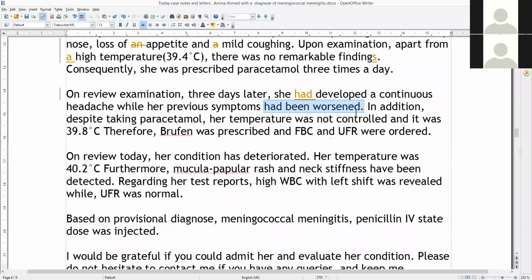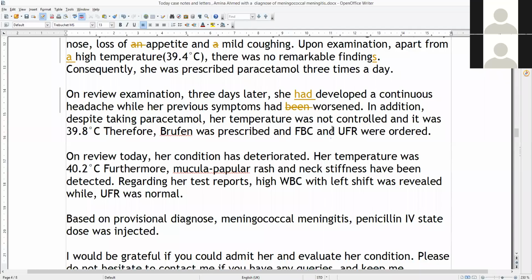Why is that passive? Had been worsened? Worsened by whom? We would say had simply worsened, not had been worsened. Why would you use that passive? The previous symptoms had worsened, or were worse, or had deteriorated. In addition, despite taking paracetamol, fever was not under control, and penicillin was prescribed.